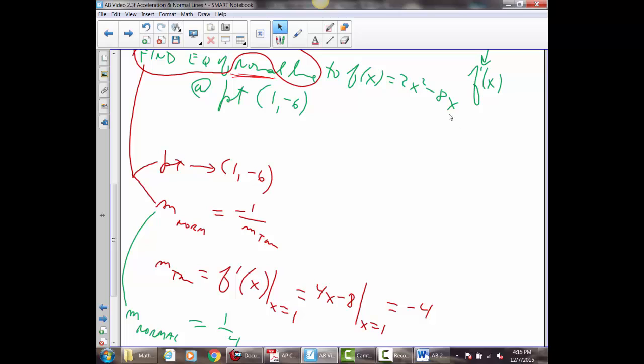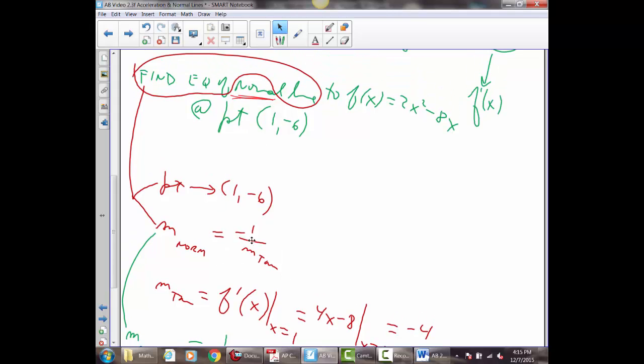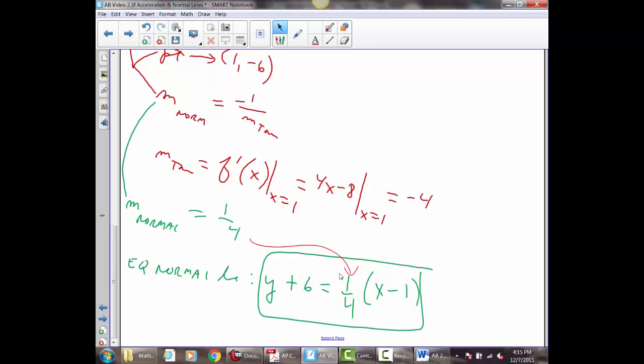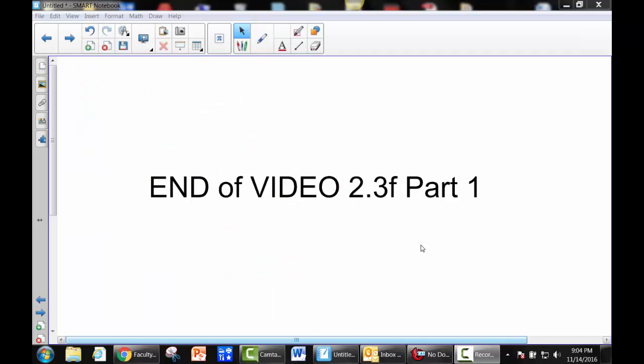So I'm going to find the derivative of 2x squared minus 8x, which is 4x minus 8. I'm going to find the derivative, which is the slope of the tangent line at x equals this 1, and I'm going to get negative 4. But of course, the line I'm looking for is a normal line. Its slope is going to be the negative reciprocal of the slope of the tangent line, so the slope of the line I'm looking for is a quarter. And of course the point is (1, negative 6), so y minus negative 6 equals a quarter times x minus 1. Be careful you don't put negative 4 here. That would have been the equation of the tangent. And that's the end of video 2.3F, part 1.